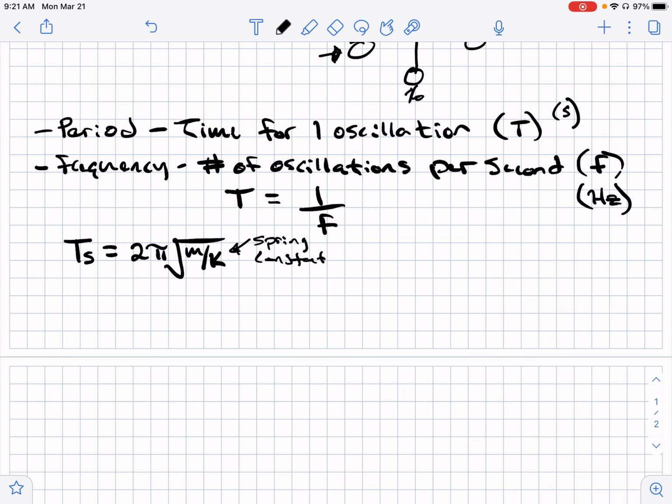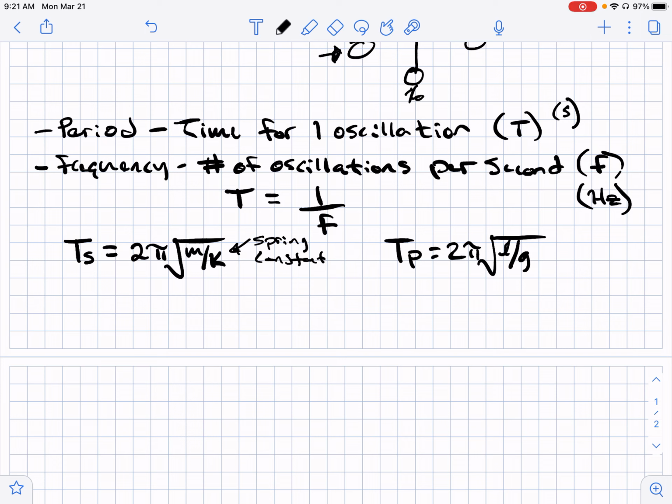For a pendulum, we have this capital T sub P for pendulum. It's a very similar equation. It's 2 pi times the square root of L over g, where L is the length of your pendulum and g is that gravitational constant, or 10. So here are some new equations for you to calculate the period of a spring and a pendulum.